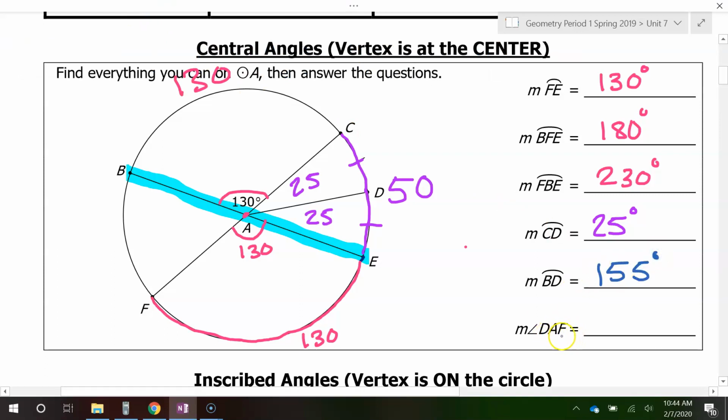What about the measure of angle DAF? Let's see, DAF. So angle DAF is this blue angle right here. So we can see that that is made up of 130 plus the extra 25. So that's going to be 155 again. All right, let's move on.